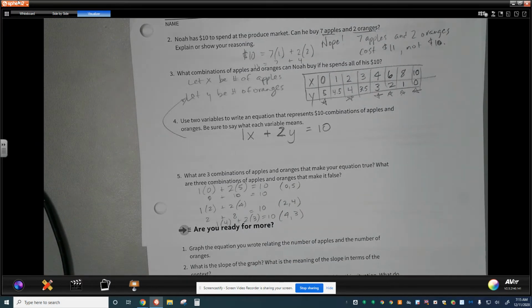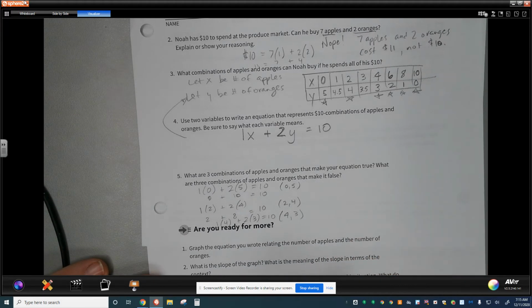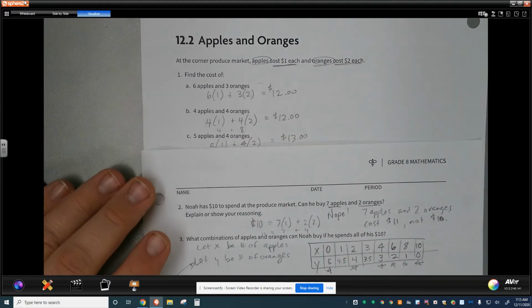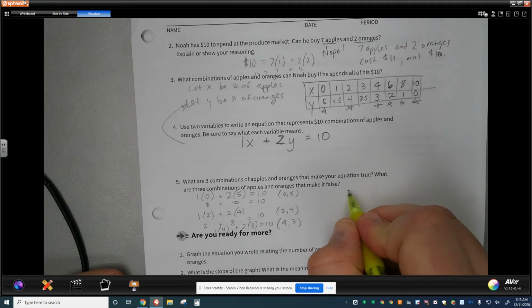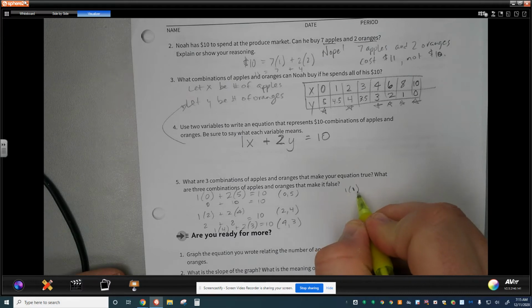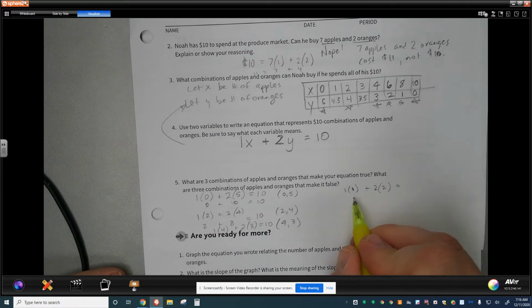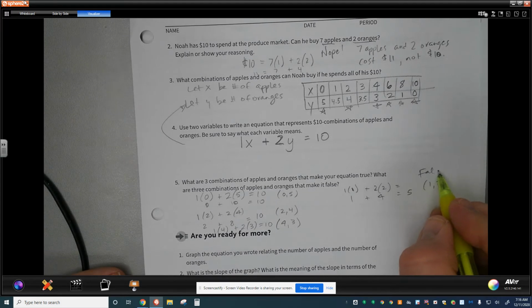Now, how can I tell if there's something that is false? Let's just say, think about back on our original parts right here. We're talking about $10. Let's use the ordered pair 1 and 2. If I say that I buy 1 apple and 2 oranges, what would that equal? Well, that would be 1 plus 4, which equals 5, not 10. That doesn't work for this situation because we're saying with $10. So 1 and 2 is false.